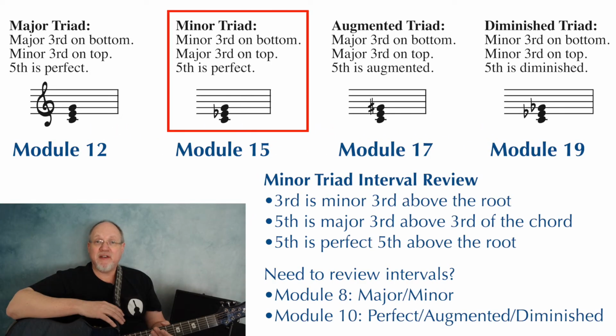You learned about minor triads in Module 15. A minor triad has a minor third on the bottom and a major third on the top. The distance from the root to the third is a minor third. The distance from the third of the chord to the fifth of the chord is a major third, and the distance from the root to the fifth of the chord is a perfect fifth.